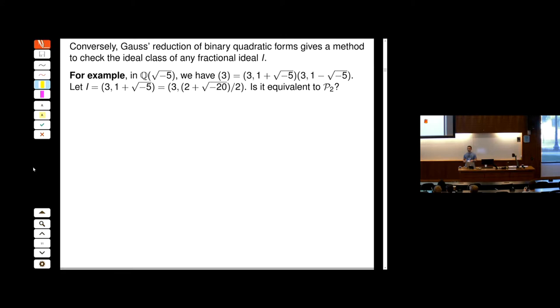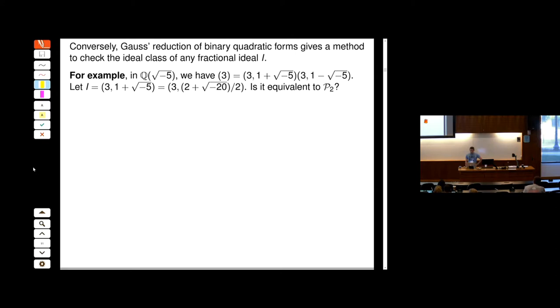But with quadratic forms, if you first find what quadratic form is attached to your ideal, then you can reduce that form, and along the way, reduce that ideal to some other ideal that you already know. So for instance, in Q adjoin the square root of minus 5, the ideal 3 in the ring of integers actually splits into two primes.